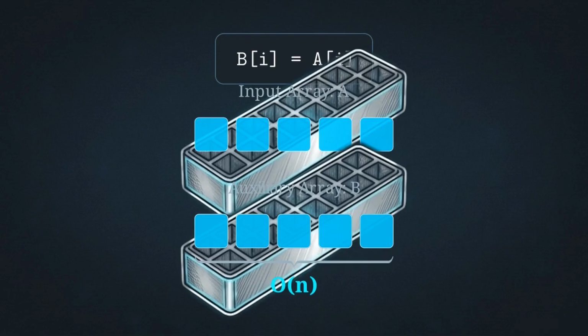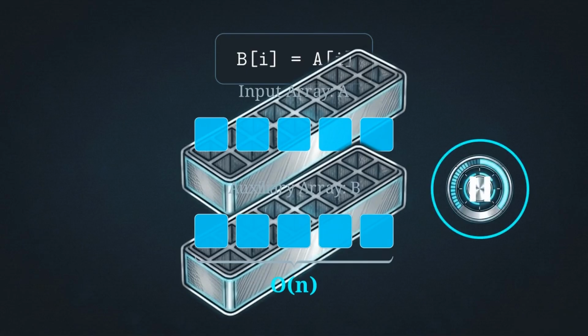Pause the video here. Look at the code on screen and identify the input data, find the extra variables declared, and calculate the auxiliary space on your own before moving forward.